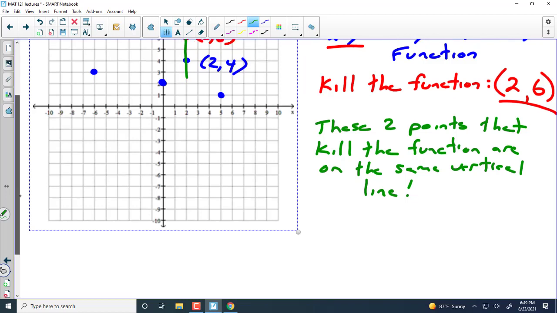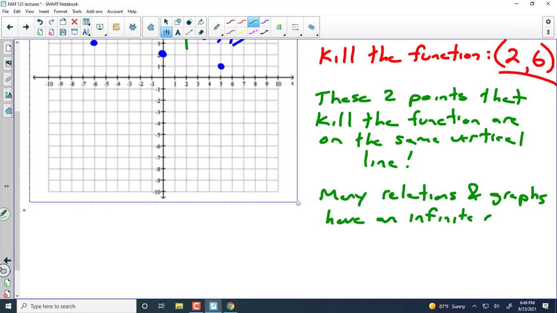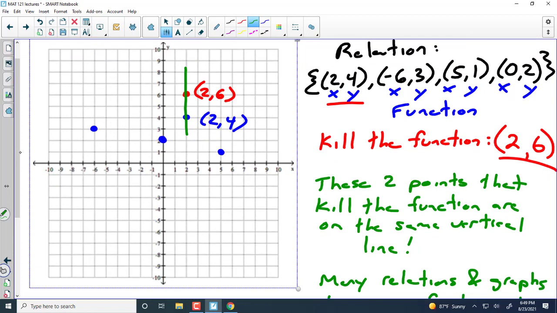But many of our relations, in fact, almost every relation we discuss in this class, many relations and graphs have an infinite number of ordered pairs. And of course, if there's an infinite number of ordered pairs, we can't check them all out one by one, looking for a repeat in the x. We're going to need something faster. And it's really going to help us, this idea right here, that the two that spoil the whole function lay on the same vertical line.